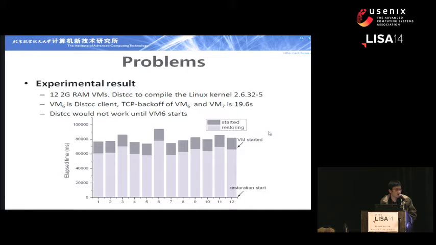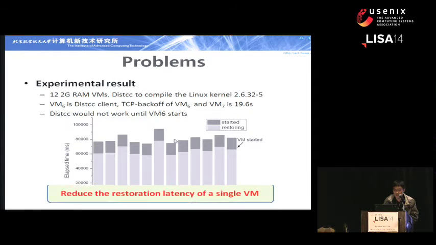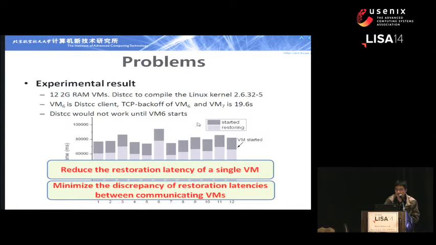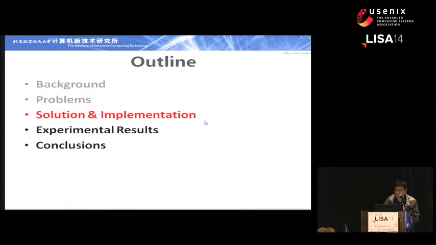VM6 is the distcc client in this example. So although the other virtual machines have started since the 60th second, the distcc workload would not start until VM6 starts. So we try to solve the problem from two aspects. One is to reduce the restoration latency of a single virtual machine. And another is we hope to minimize the discrepancy of latencies between communicating virtual machines.